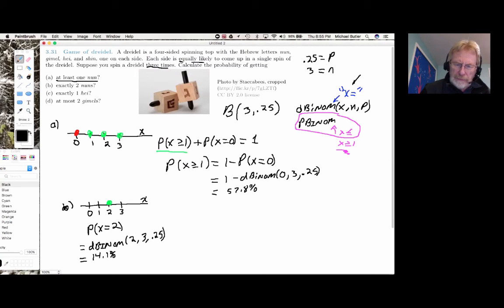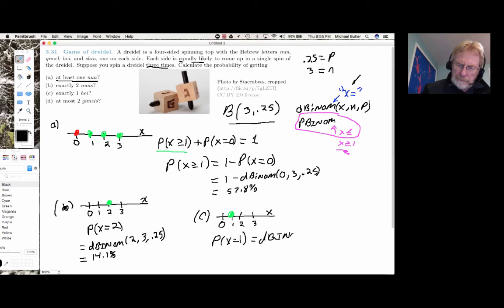All right, let's go take a look at C. So in part C here, it says exactly 1 hey. Well, notice that the probability of success for a none is the same as it is for a hey, as it is the same as it is for a gimel. Remember what I said, this model is going to be the same for all of them. So 1 hey, now we're counting hey here instead of nones. 0, 1, 2, and 3 are my possible outcomes again. And the only thing I'm looking for is exactly 1 hey, so that's right there, all right? So that's the probability of x being equal to 1, which is equal to d-binom of 1, 3, 0.25. And I'm going to let you run the R on that yourself, all right?